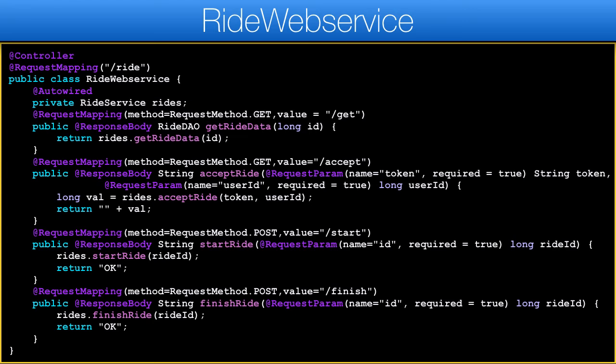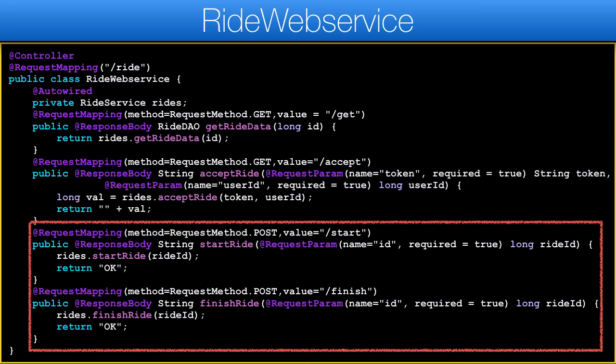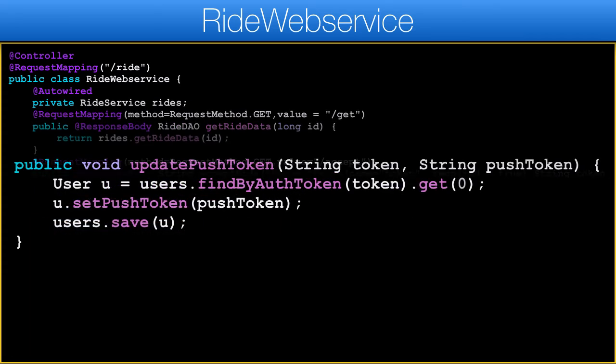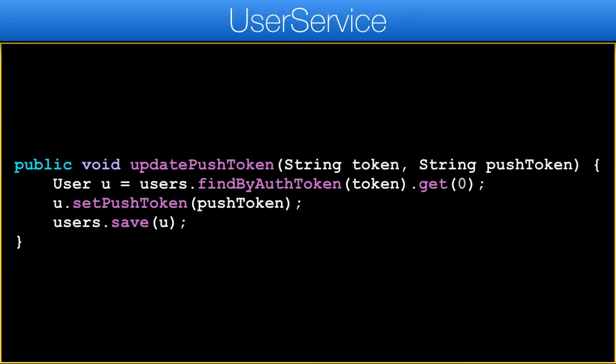The next step is bringing this to the user through a web service. The RideWebservice class exposes the RideService call almost verbatim to the client. The GET call fetches the ride DAO for the given user ID. Start and finish rides are again very simple, with only one argument, which is the ride ID. We also have to add some minor changes to the UserService and LocationService classes.